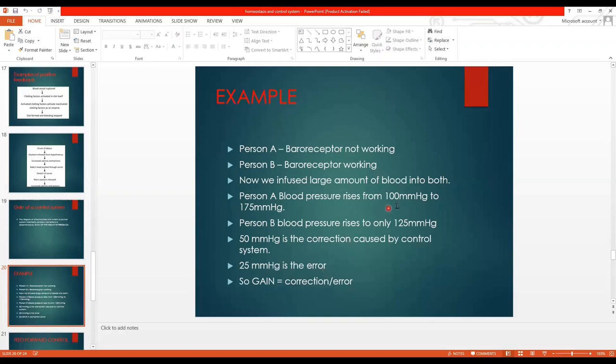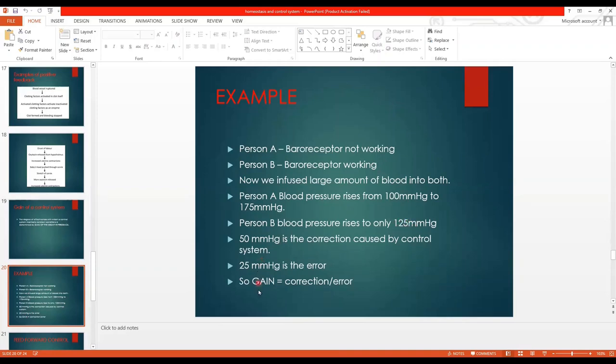I repeat, normal blood pressure is 100. Person A has increased blood pressure to 175 and person B has increased blood pressure to 125. So the difference between 175 and 125 is 50. This is the correction made by the control system, but still the blood pressure is raised by 25 mmHg. So this is the error which is still made by the control system.